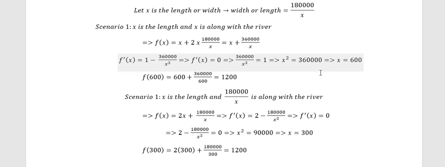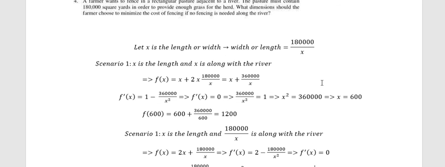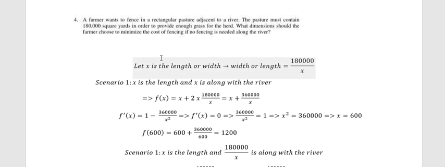Now we can conclude that the length here is about 600 and the width here is about 300, so that they can get the minimum cost of fencing.